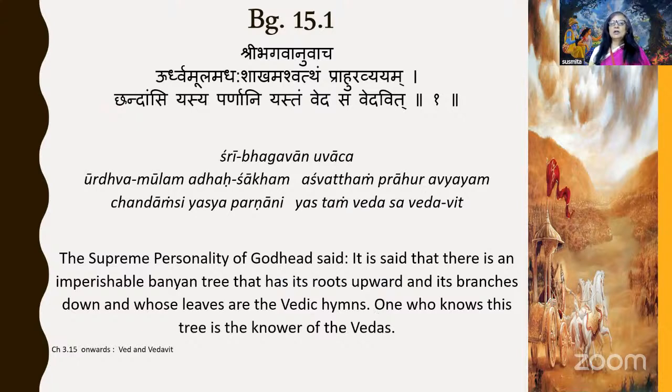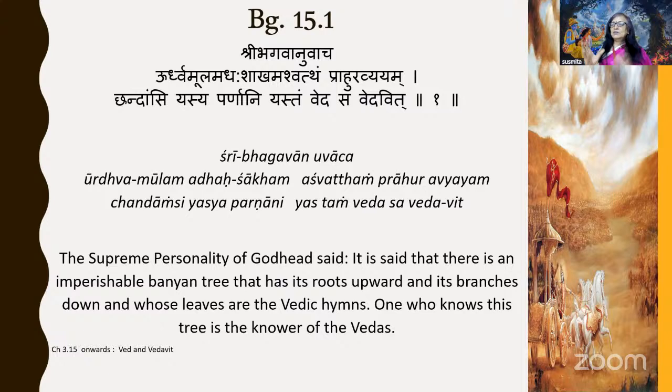Sri Bhagwan Uvacha: Urdhvam Moolam Adha Shakham Ashwatham Prahur Avyayam, Chandasi Yasya Parnani Yastam Veda Sa Vedavit. Krishna explained, Urdhvam is up. Moolam is roots. Adha means down. Shakham means branches. Ashwatham is banyan tree. Prahur Avyayam, Avyayam is eternal.